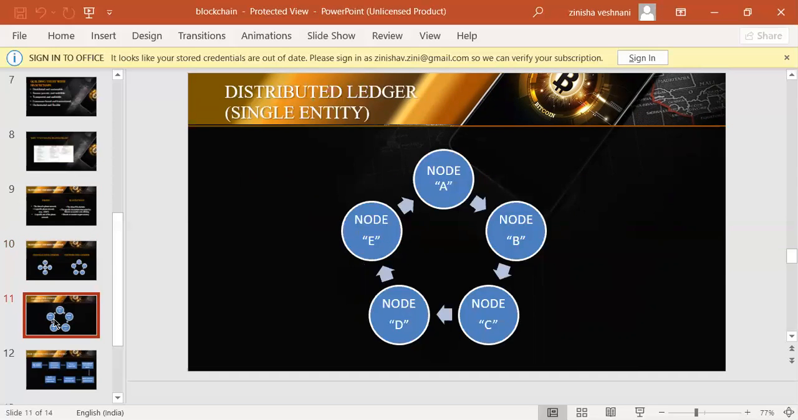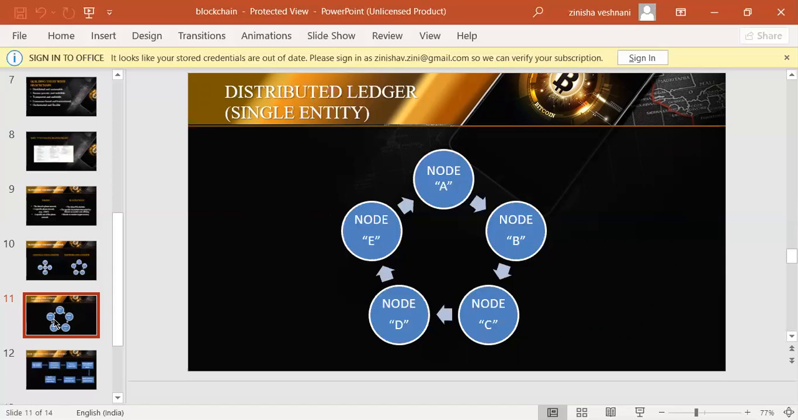So each and every node is connected to each other. Node A is interconnected with node E and further connected with node B. Without interconnecting, without chaining, we can't use blockchain. There must be a connection with a previous hash and a complete block hash. This is called chaining, and the blockchain concept works on the distributed ledger concept.